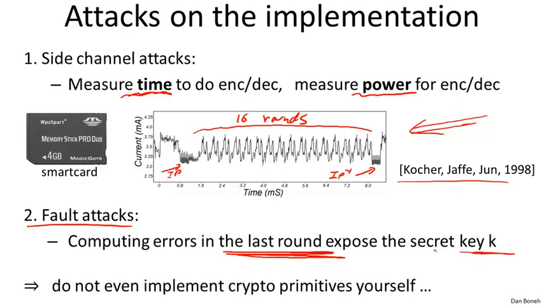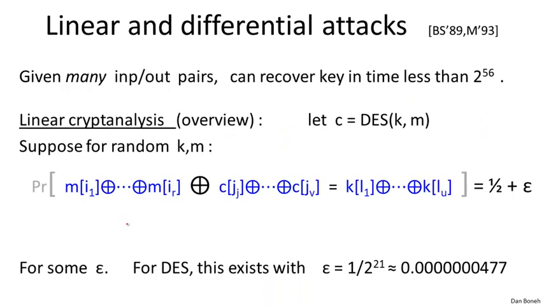I hope these examples show you that not only should you not invent your own block ciphers, you should never even implement these crypto primitives yourself, because A, you have to make sure there are no side channel attacks on your implementation, and B, you have to make sure that the implementation is secure against fault attacks. Okay, so instead you should just use standard libraries like the ones available in OpenSSL and many other libraries out there. So don't implement these primitives yourself, just use existing libraries.